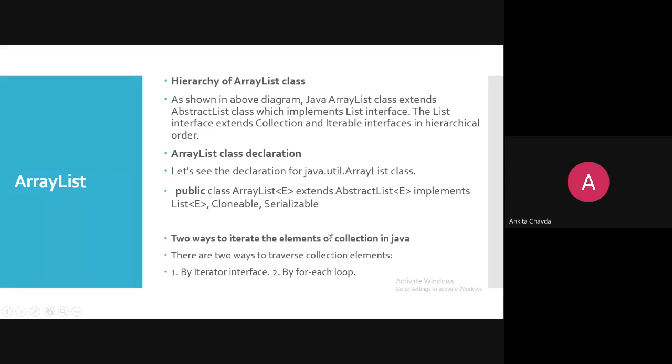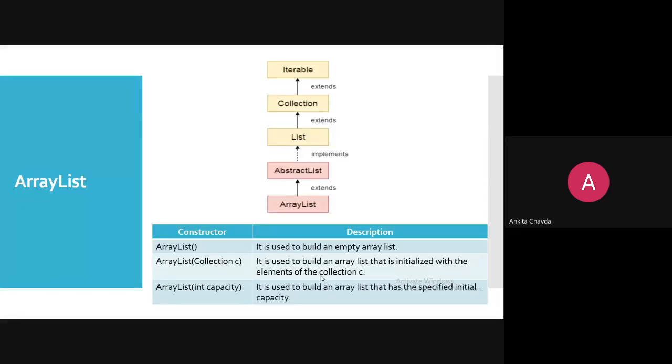There are two ways to iterate the elements of a collection in Java. One is by the Iterator interface and the second by the for-each loop. That's what we have discussed and we have already seen the example, right?